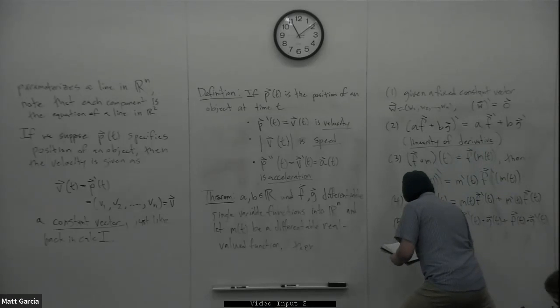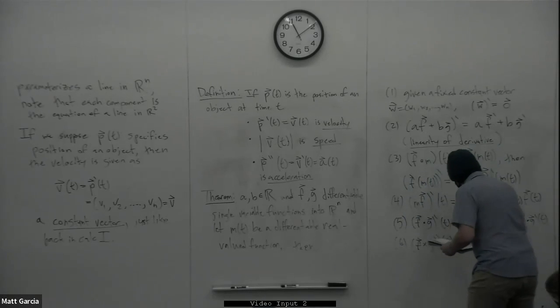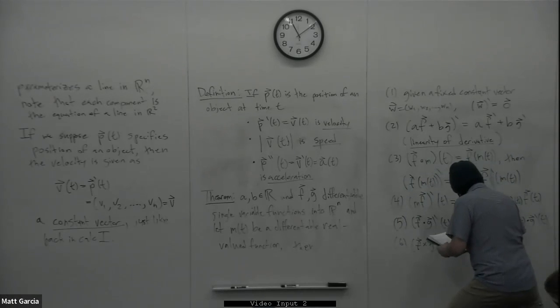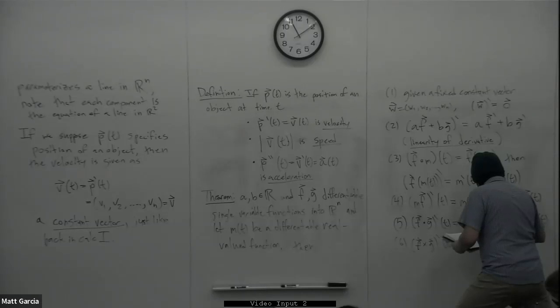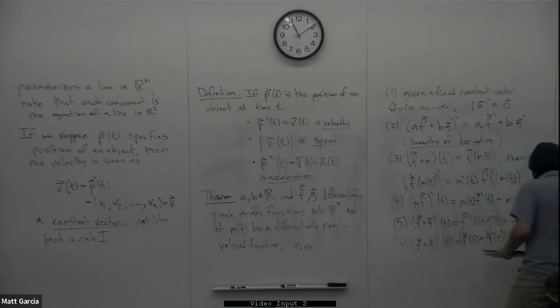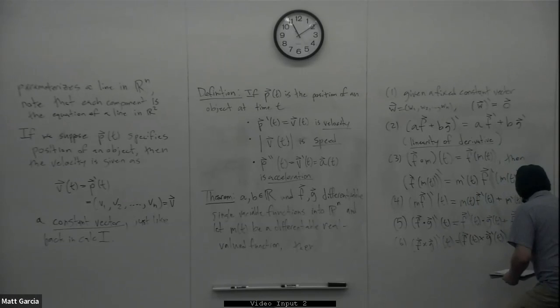And likewise, you can say just the same thing for the cross product. When we take the derivative, we get f hat of t cross g hat prime of t plus f hat prime of t cross g hat of t.